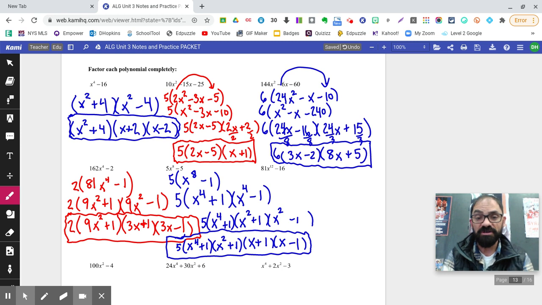Okay, so that's factoring. Phew, a lot of work. Let's try these next 4 for practice, and that'll be in the next lesson. So stand by and please watch. Good luck. If you have any questions, please reach out.